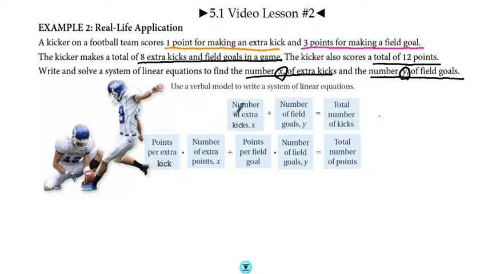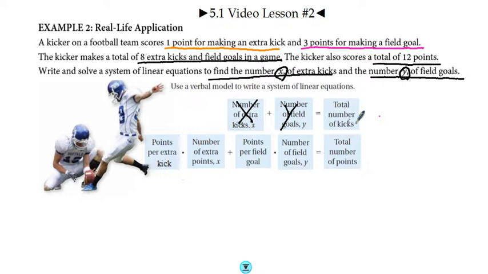So let's see. The first one says to take the number of extra kicks, x, and we don't know the number of kicks because I even underlined find the number of extra kicks. So we'll leave it with an x. And this guide here will even tell you where to put x. Then add the number of field goals, just like the x. We don't know it because that's also something we're finding. So we're going to use that as y.